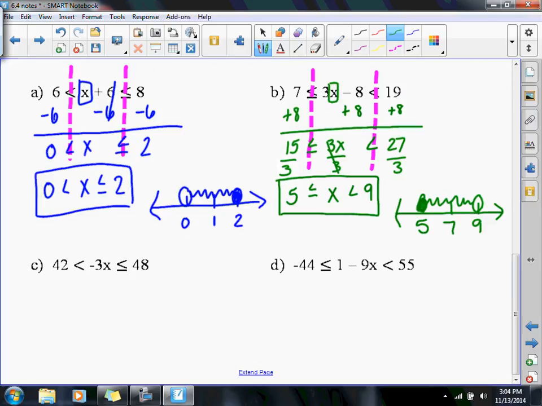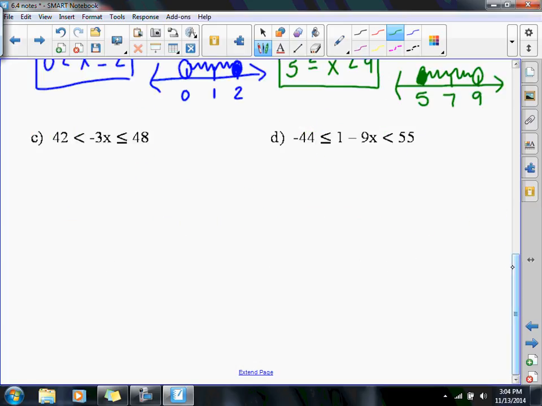Okay, for part C and D, I'm not going to put those little dashed lines in there now. So we'll solve this just by looking at it the way it is. But I have 42 is less than negative 3x, which is less than or equal to 48. So again, I'm trying to solve for the x. So I'm going to have to divide by the negative 3.